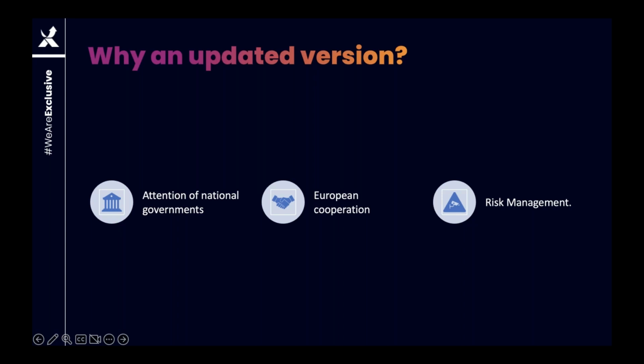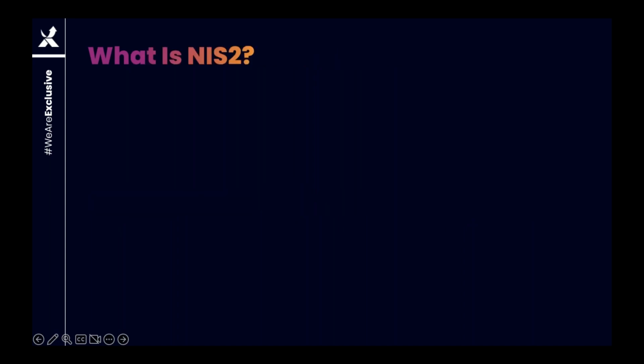Cyber threats have significantly increased, and we are getting more dependent on the digital domain. To address this, the EU increased the scope and brought more clarity, not only in scoping, but also in needed security measures, enforcement, and overall communication of incidents. So what is NIS2?